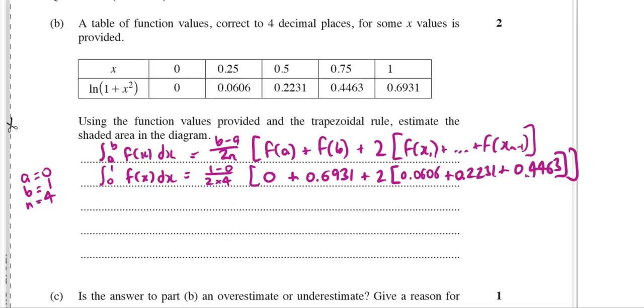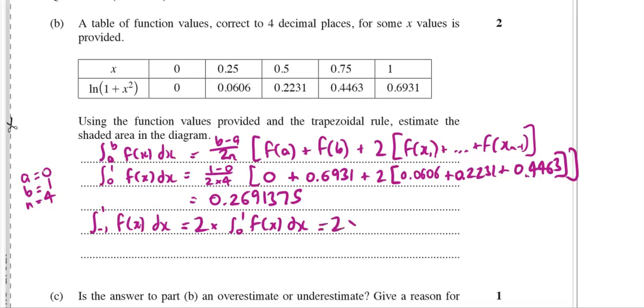Okay, so you're going to put all of that in your calculator and you'll get 0.2691375. Now, this function, the area from -1 to 1 is 2 times the area from 0 to 1 by its symmetry. So 2 times this value equals 0.5383 approximately in square units.